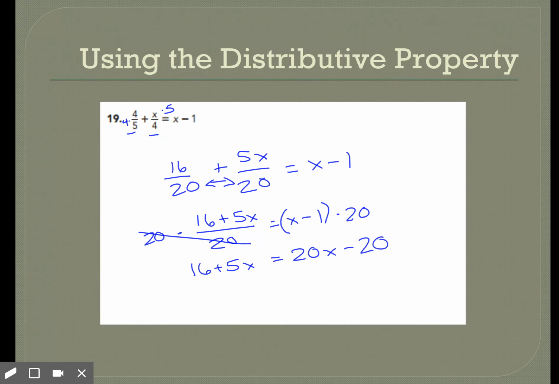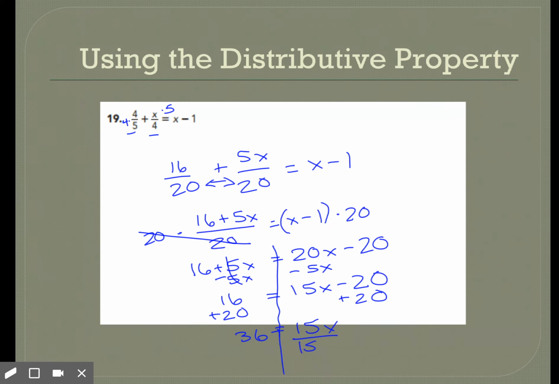And I'm just going to start combining terms. Here I'm going to subtract 5x from both sides. Again, you can do it whichever way you want. This way just seems easier to me. So now I'd be left with 16 equals, because that cancels out, 15x minus 20. I'm going to add 20 to both sides. So that will give me 36 equals 15x.